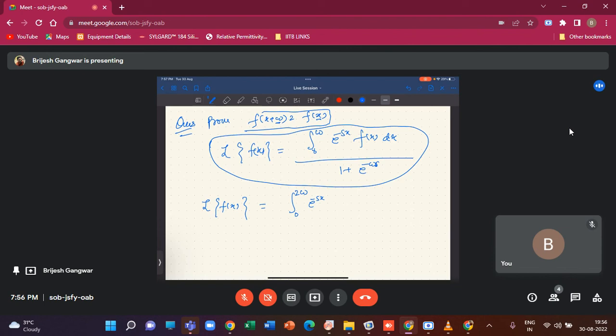So we are right, wrong question. They are saying that prove f(x + omega) is equal to minus f(x). Then the Laplace transform is the integral from 0 to omega of e to the power minus sx f(x) dx upon 1 plus e to the power minus omega s. Sorry, I missed this minus.